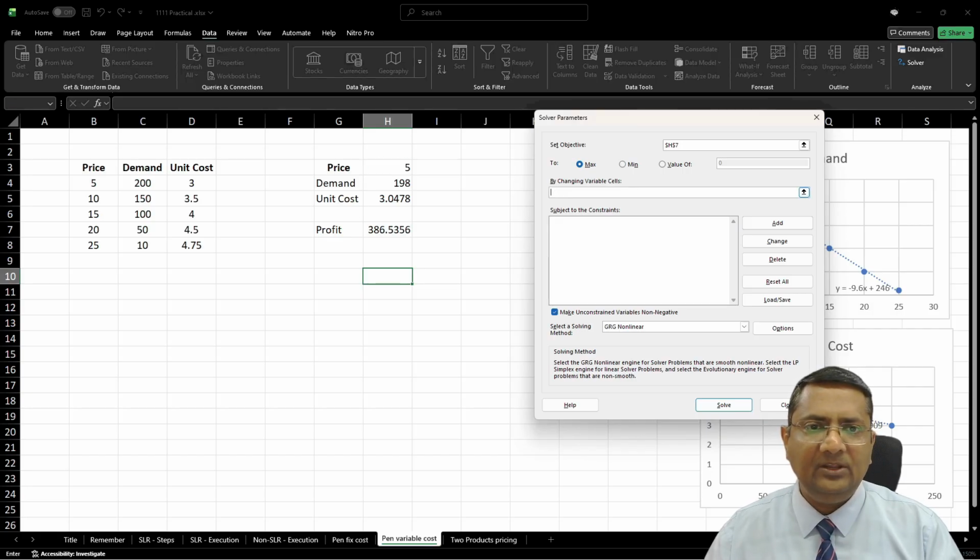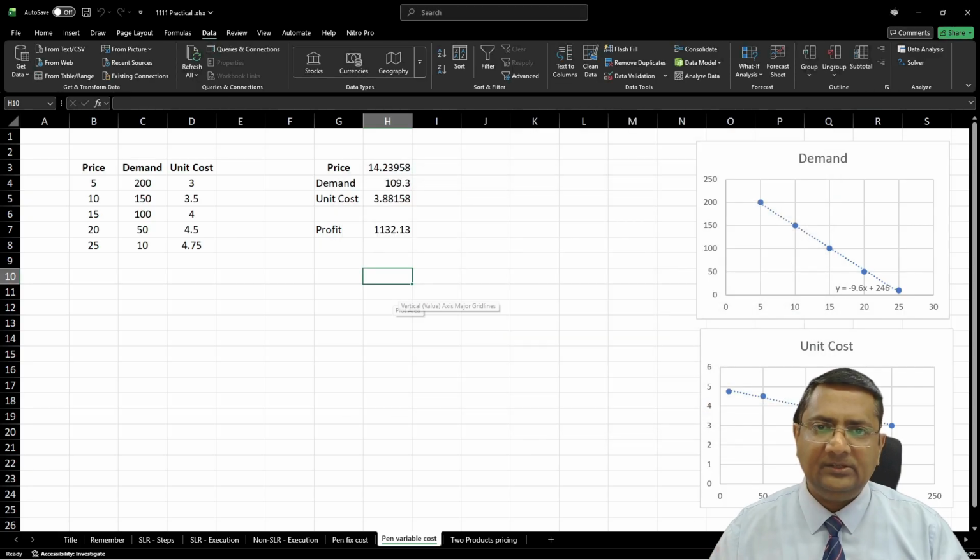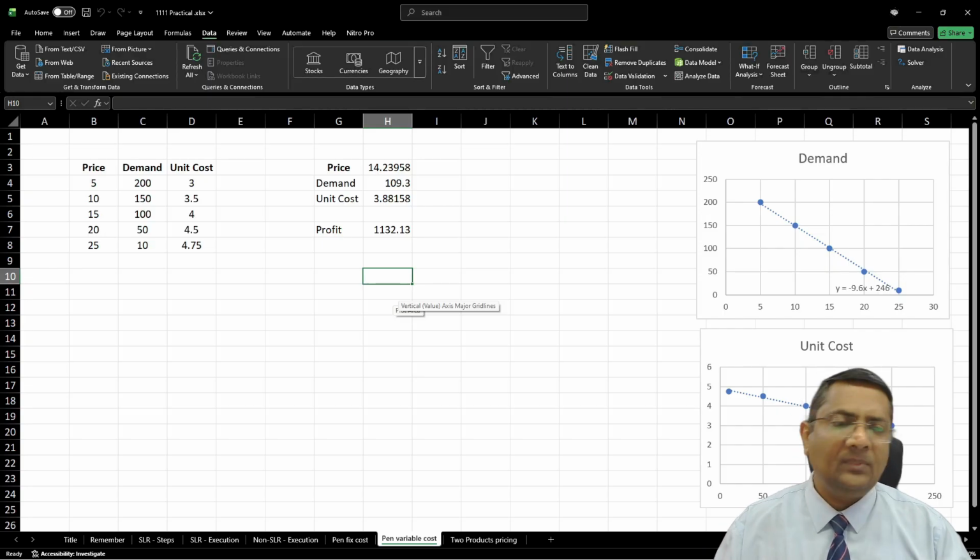And what is our variable? Variable is our price. So here we will click, rest everything will be same. Just click on solve. Now remember, here we have taken price 5. Now solver will give us a different price, the price where our profit is maximum. Click on solve. Okay, see, now our price is 14.23 as per solver. If we keep the price of our product at 14.23, then we will be able to earn maximum profit.